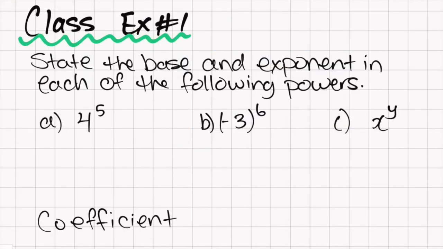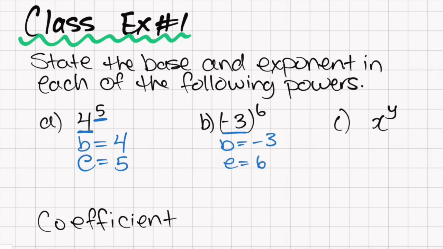Okay, so let's apply this to some examples. For these ones, we want to state the base and the exponent. The base for this first one is going to be 4, and the exponent that it's raised to is 5. For this next one, the base would be what's inside the brackets, which would be the -3. And the exponent is what we find raised up to the right-hand side there. The exponent there is 6.